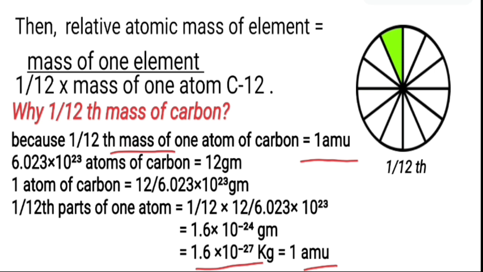So, what is the relative atomic mass of an element? Relative atomic mass of an element is equal to the mass of one atom of the element divided by 1/12th of the mass of one atom of C12. This is the way we can compare the mass of the atom with the standard carbon scale.